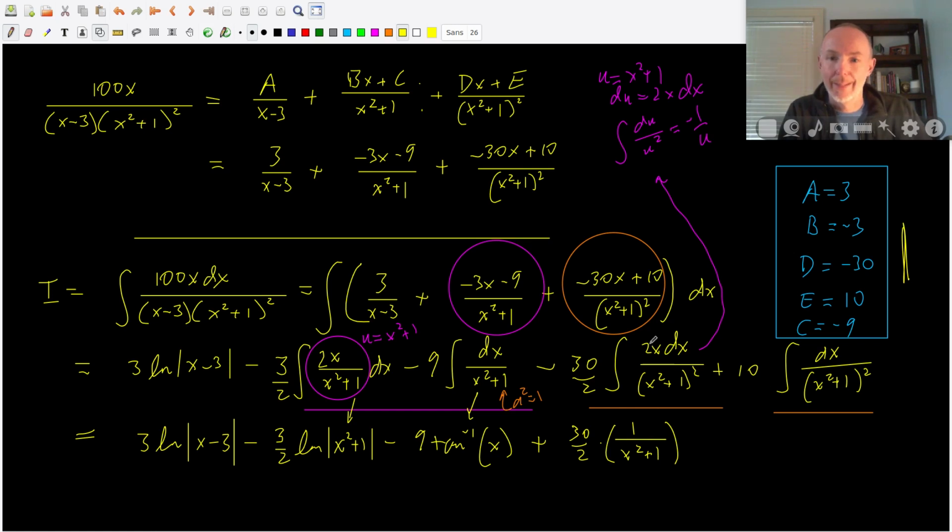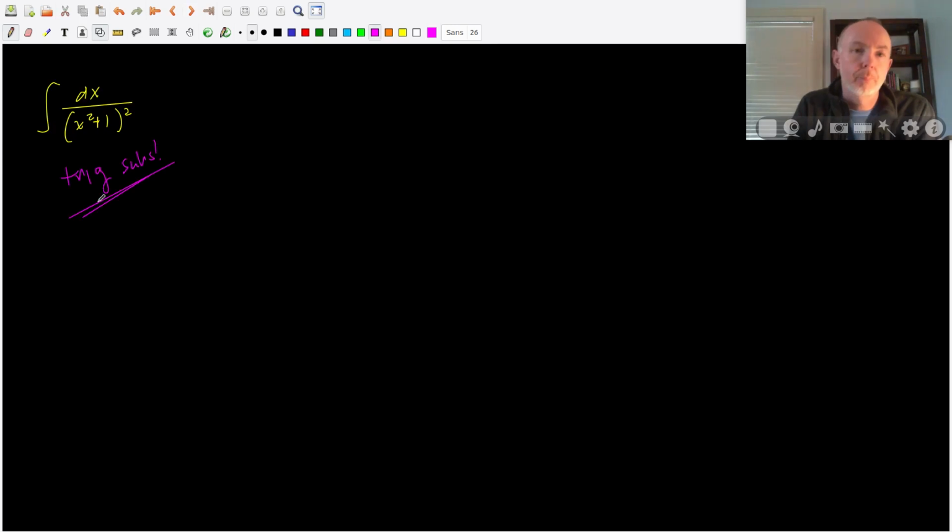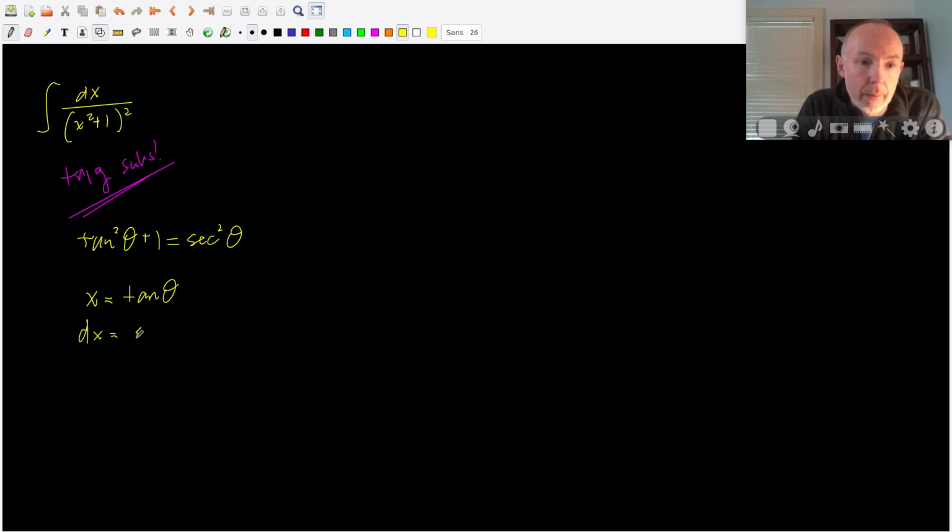Beautiful. The next one is a little harder. So what I'm going to do is take this one and go on to the next page and work on it separately. And then we'll come back. Looking at this one, it may not be immediately obvious, but this is a trig substitution. This is a trig substitution that's going to take advantage of the identity tan squared theta plus 1 is equal to secant squared theta. We're going to make the substitution x is tan theta, and then dx is secant squared theta d theta.